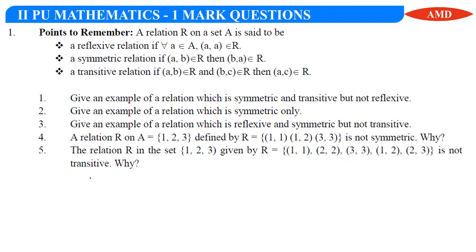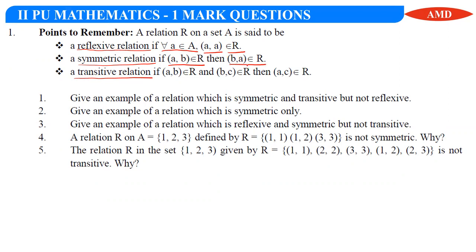So to answer these questions, one needs to know what is the reflexive relation, what is a symmetric relation, and what is a transitive relation. The definition of these relations are given here. That is, a relation R is said to be a reflexive relation if for all A belonging to A, the ordered pairs of the type A, A must belong to R. Symmetric relation is if A, B belongs to the relation R, then B, A must belong.